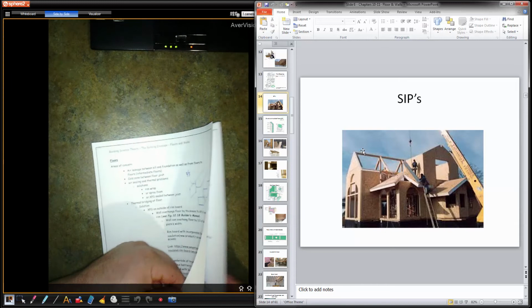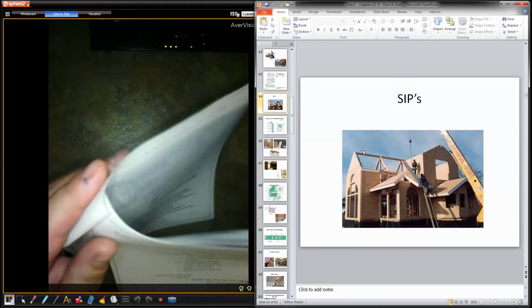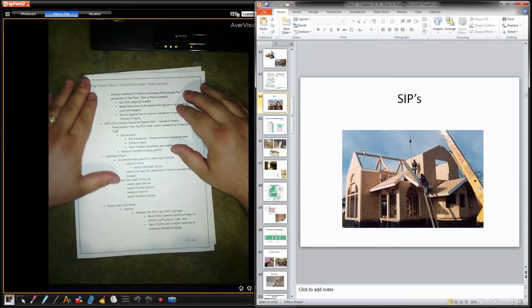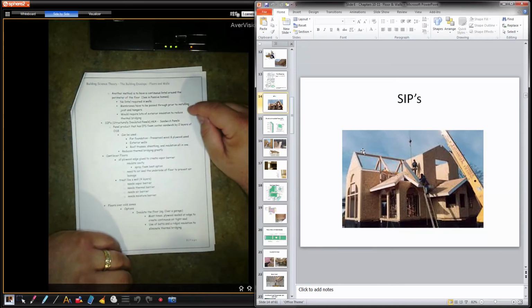SIPs. Okay. So structurally insulated panels. I think that's a little further down there. But, so we talked about that.